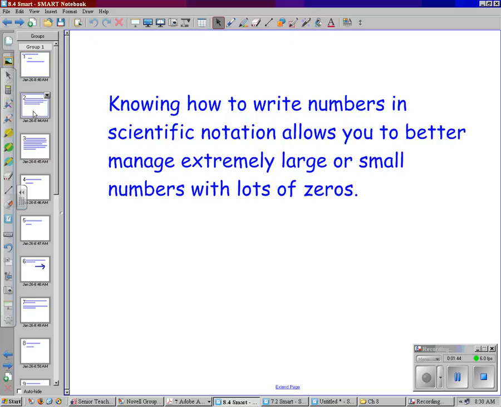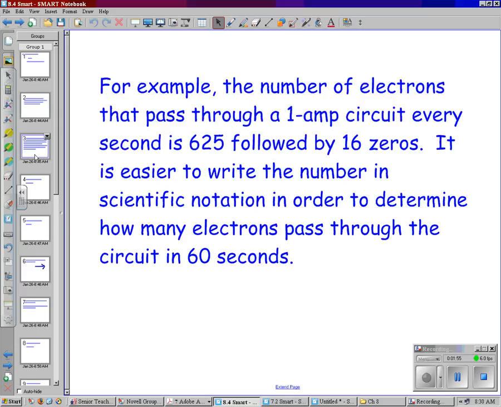Why are we doing this? So we know how to write numbers in scientific notation. It allows you to better manage extremely large or small numbers that have lots of zeros. For example, the number of electrons that pass through a 1 amp circuit every second is 625, followed by 16 zeros. That's a really big number, isn't it? It is easier to write that number in scientific notation in order to determine how many electrons pass through that circuit in 60 seconds. Getting into some physics, getting into some advanced pre-calc and AP Calc type information here.